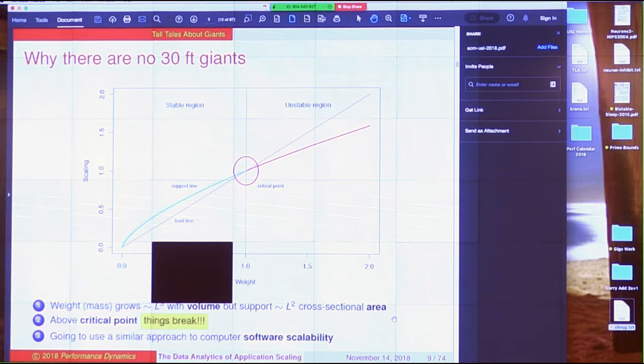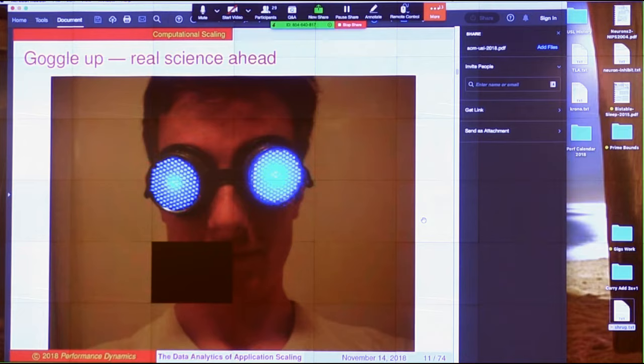And what I'm going to do is use a similar idea to understand software scalability. We won't necessarily be looking at a critical point because I'm not looking at the failure of systems, I'm looking at the performance of application software. So we'll look at performance deterioration, not actually performance breakage of any kind. Okay, so this is going to involve a little bit of math and science, so gobble up, real science ahead.